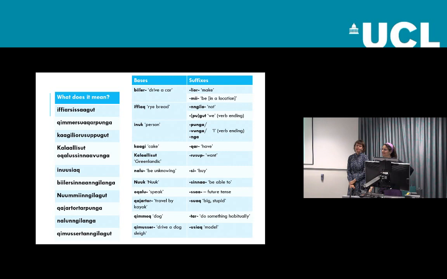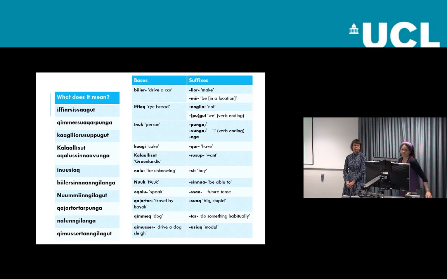Yes. So you start with ithiar, which you can then trace back to ithiak, rye bread, which is the standard kind of bread in Greenland. And then si, which is to buy. So this is another verb that can swallow up a noun. And then sa, which is the future suffix, and then gut, which is the first person plural. So ithiarsi saagut. Excellent.